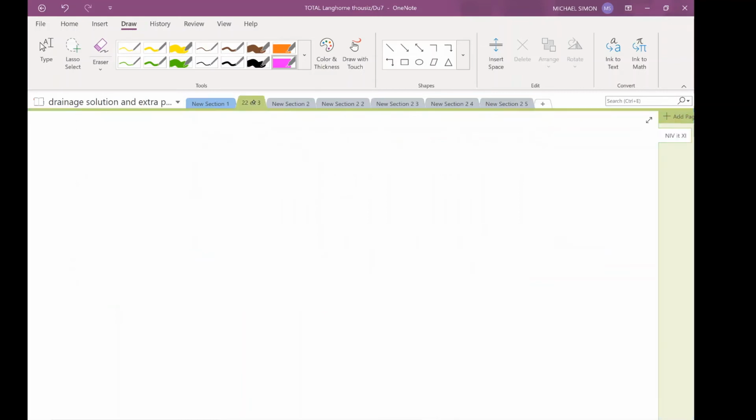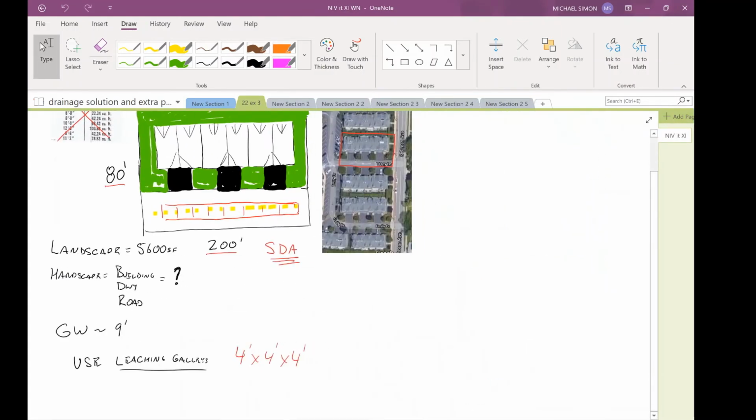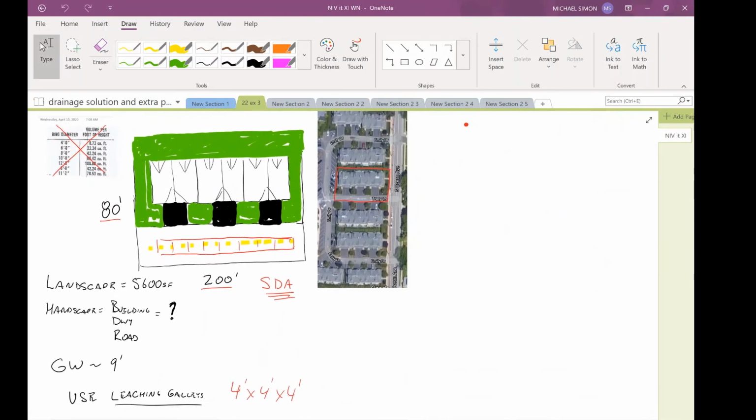Okay, let's take a look at this solution. So for this problem, we have some landscaped area, some hardscape area, and I want you to design the drainage system using leaching galleries. So let's look at what our total numbers are going to be. And you might have to review this initial problem.